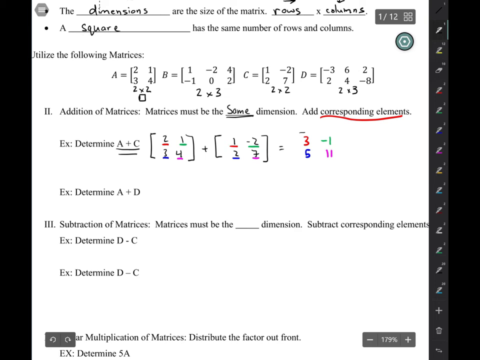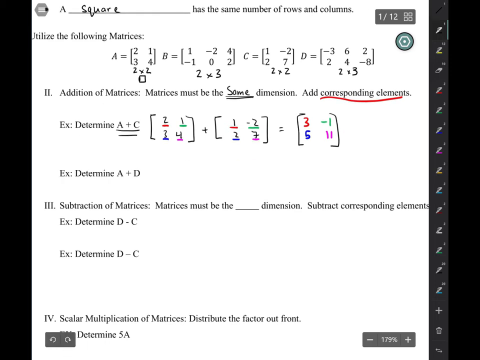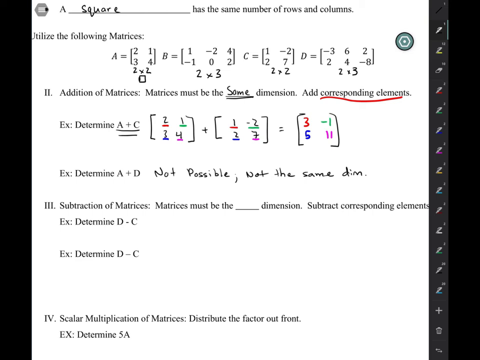Hard mathematics there. A plus D. So notice A is a 2 by 2 and D is a 2 by 3, and that is not possible. So I would like you to specify when things aren't possible and why they're not the same dimensions. So notice that D is a 2 by 3. You have extra elements that cannot be added to A.